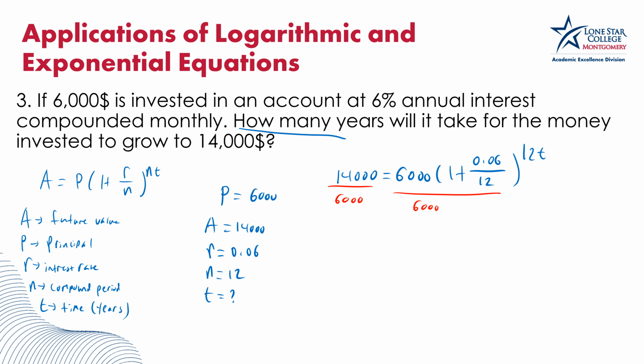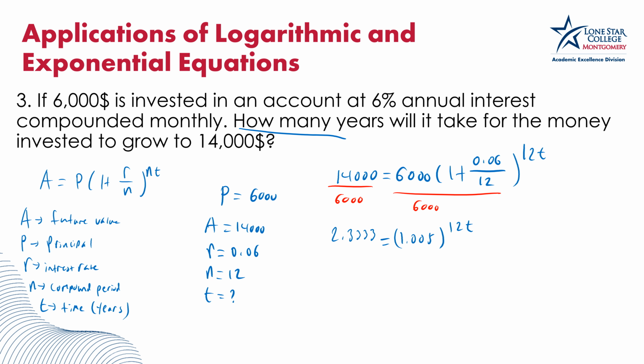So 14,000 divided by 6,000 gives us 2.333 repeating. So 2.333, let's get a couple threes here. Repeating equals to, now let's write, we can actually go ahead and simplify this inside here. So if we do 0.06 divided by 12, and we add 1 to that, gives us 1.005, and that's raised to the 12t power.